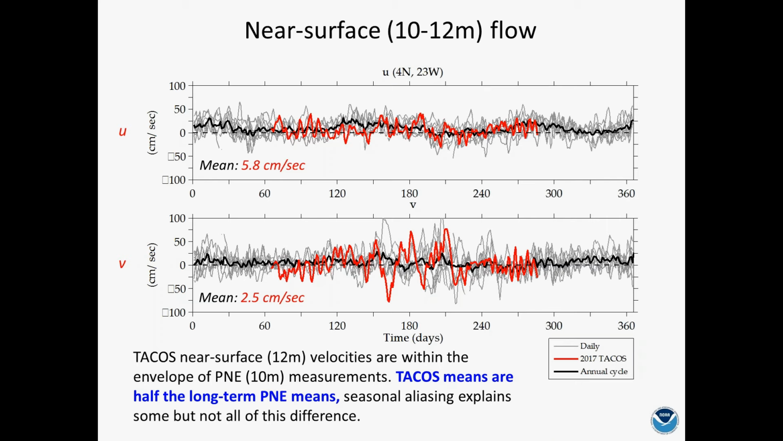And the means, so the mean zonal circulation at that depth is 5.8 centimeters per second, and the mean northward flow is 2.5 centimeters per second. And because we have that long-term record, we can say that those means are about half of the long-term means. And if we think about, okay, well, maybe there's seasonal aliasing, maybe because we're not capturing the full year, that's explaining some of that difference. When I look at that same time period from the 10-year record, that explains part of the difference, but not all of it. So maybe this year is just a weaker current year. So something to think about and figure out why that is.